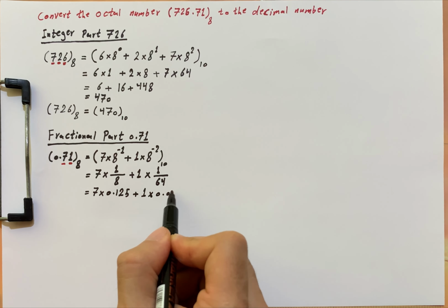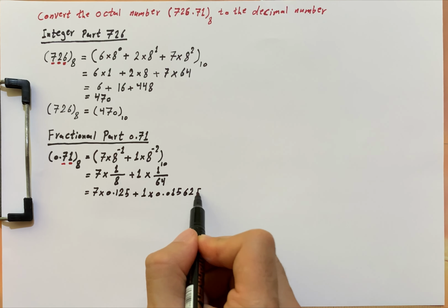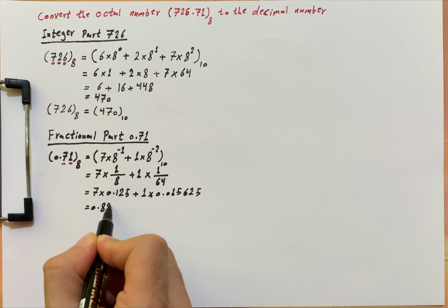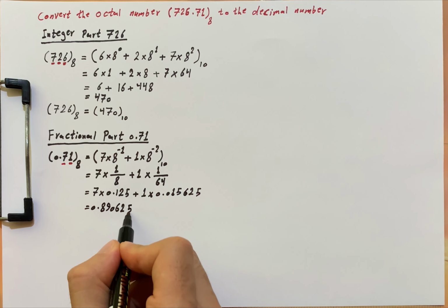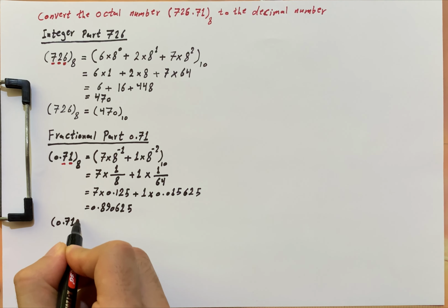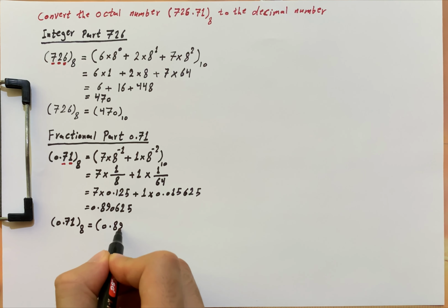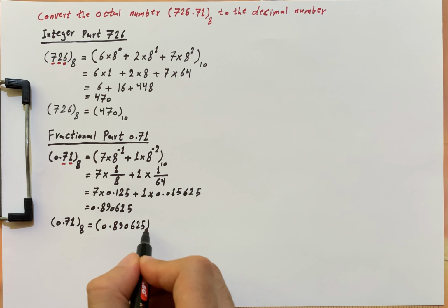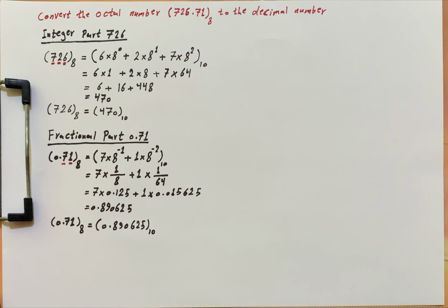This is equal to 7 times 1 over 8 plus 1 times 1 over 64, equal to 7 times 0.125 plus 1 times 0.015625. And this is equal to 0.890625. So the number 0.71 in octal is equal to 0.890625 in decimal.